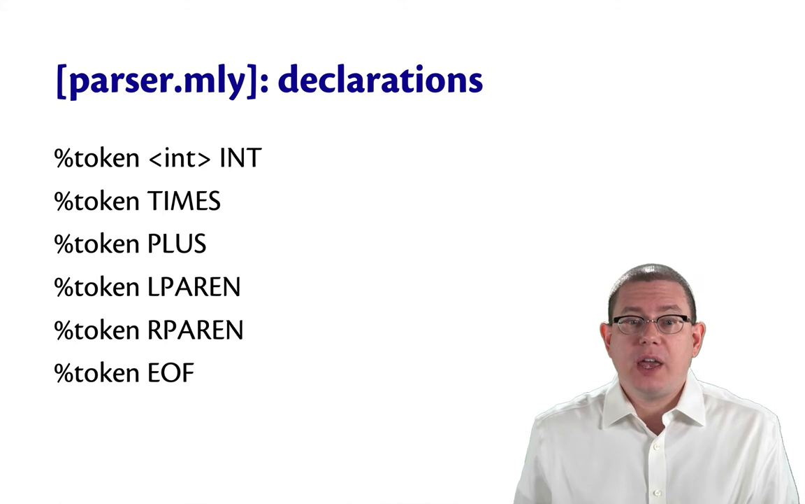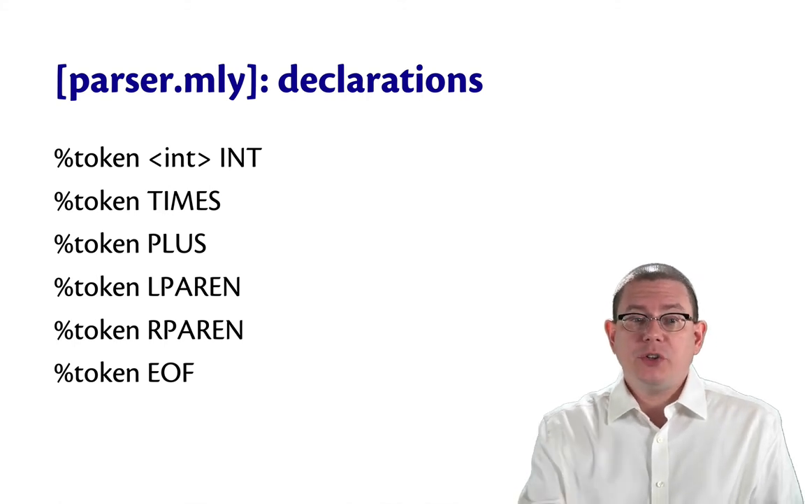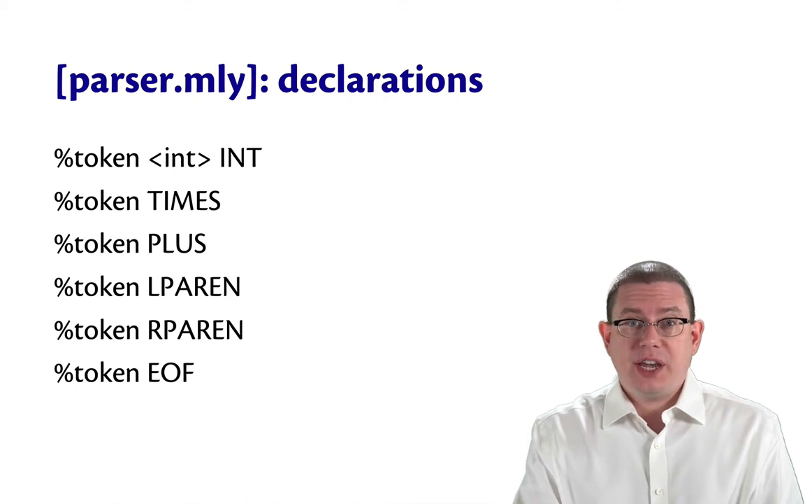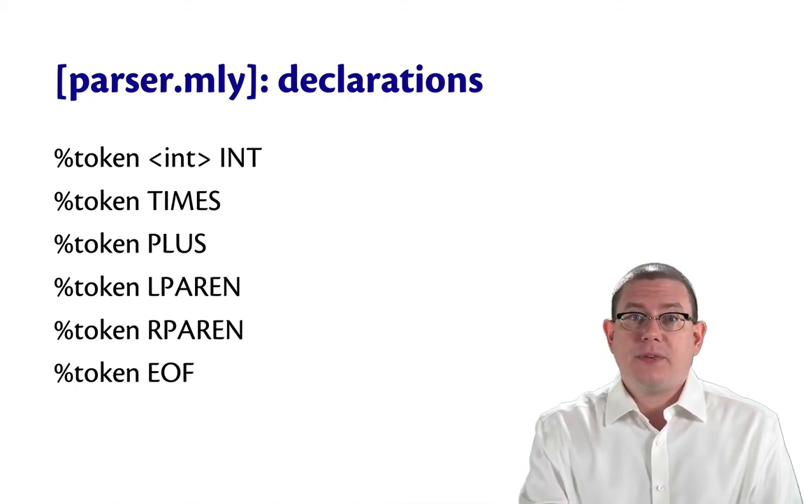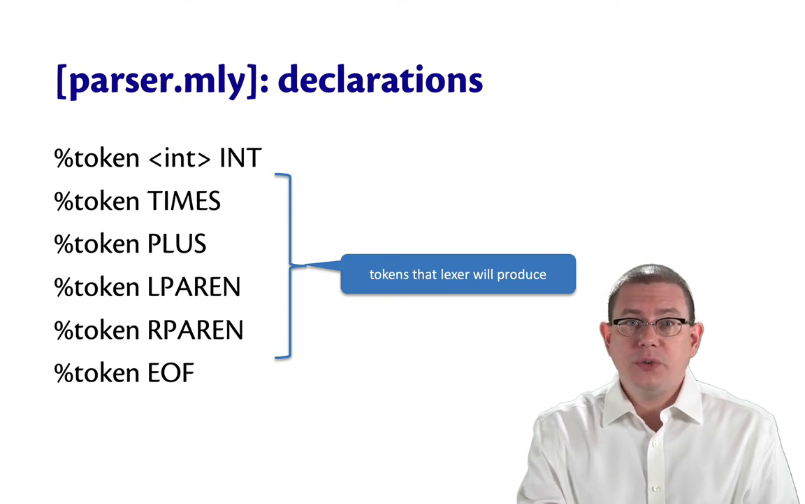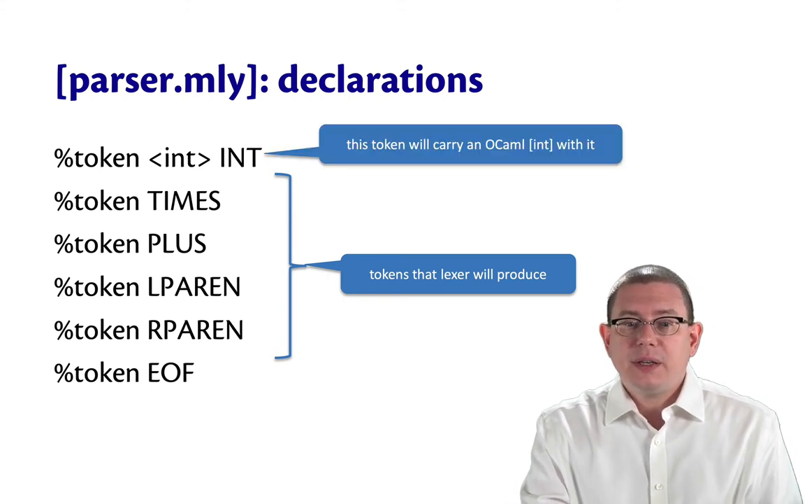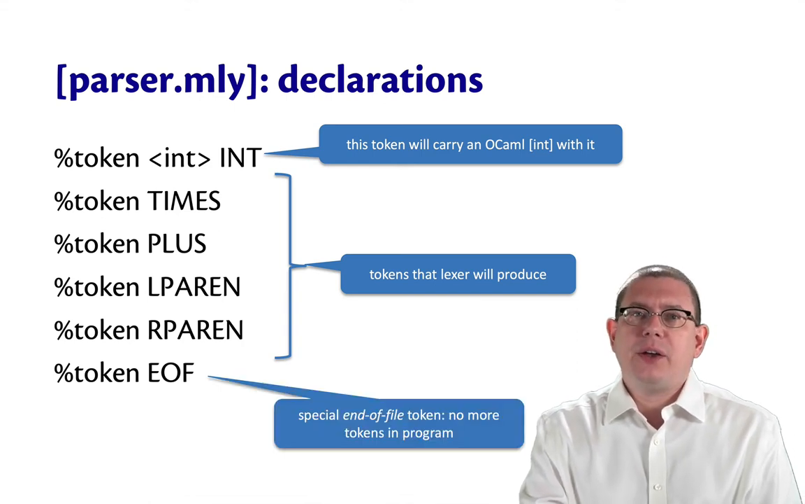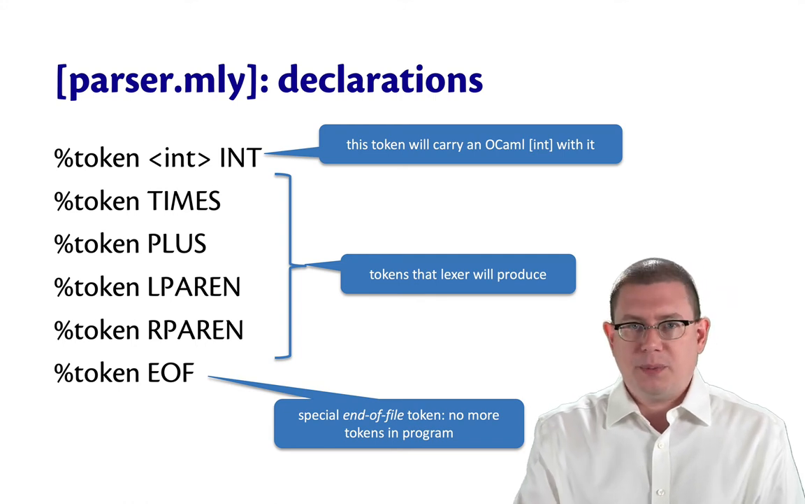Inside our parser.mly, we declared a bunch of tokens. Only one of those tokens carried additional data along with it, and we got to specify what that should be. So all of these are tokens that the lexer would produce. Int carried an OCaml int along with it. And EOF is a special end of file token, which means there are no more tokens produced.